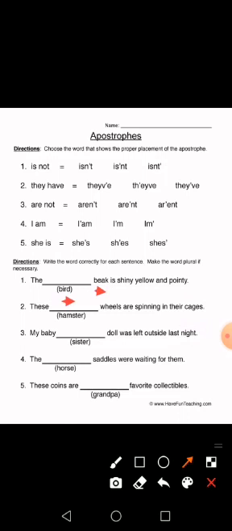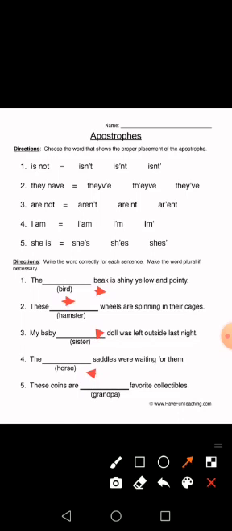Okay, these hamsters' wheels are spinning in their cage. Okay, hamsters' wheels, ownership for the hamsters. My baby sister doll, my baby sister's doll. Okay, the doll of my baby sister, ownership. The horse sandals were waiting for them. The horse's sandals. Okay, ownership for the horse.